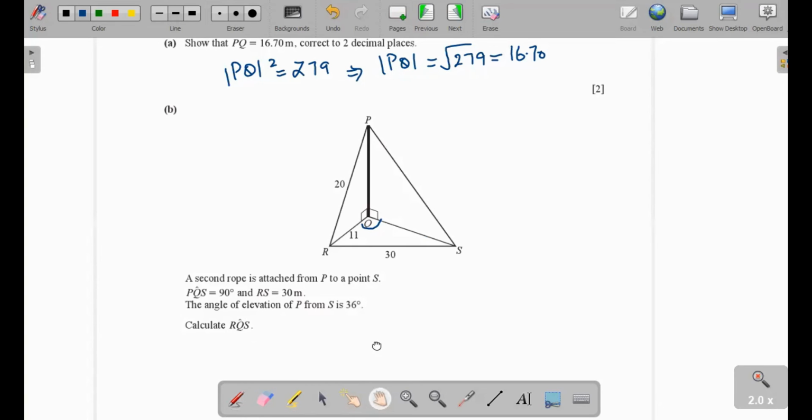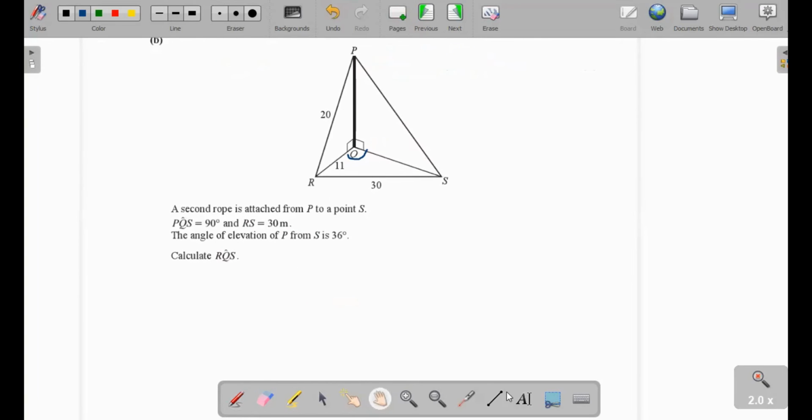Now we see this triangle. We make a triangle separately here. This is the triangle RQS. Now this length is 11, this length is 30. We have to find this angle. We can calculate this angle, if the third side is given, by using the cosine rule.